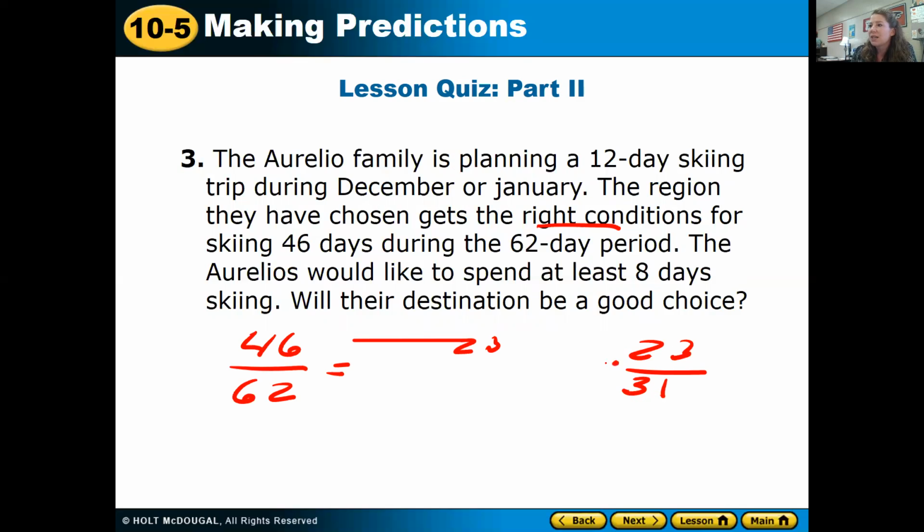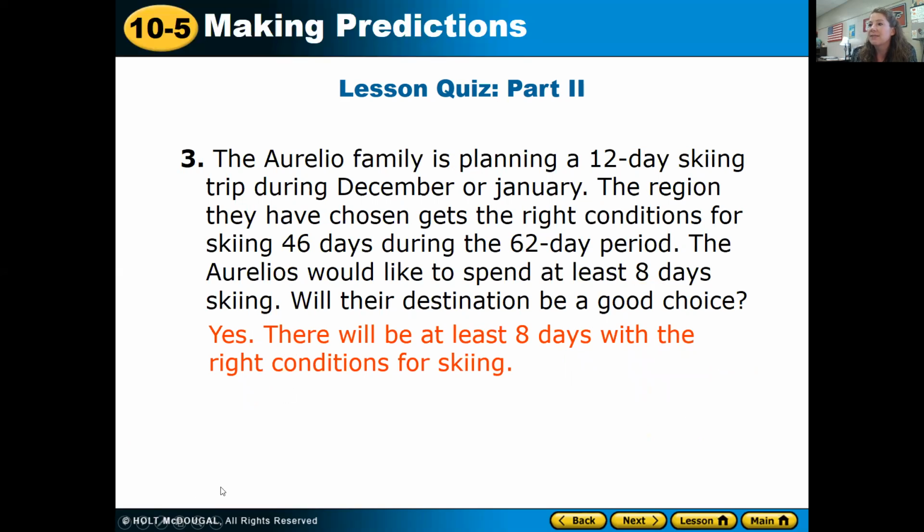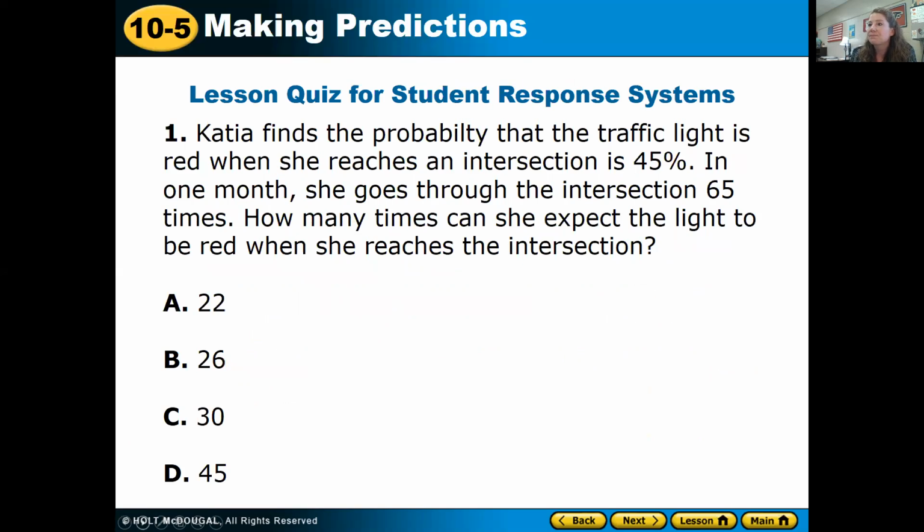And they're going to be gone for 12 days. They want to know if it's not going to snow 8 times. So 12 times 23 over 31, according to my calculator, is 8.9. So are they going to get to ski 8 days, at least 8 days? Yes, because according to the experimental probability, they're going to get to ski almost 9 days. There will be at least 8 days with the right conditions for skiing.